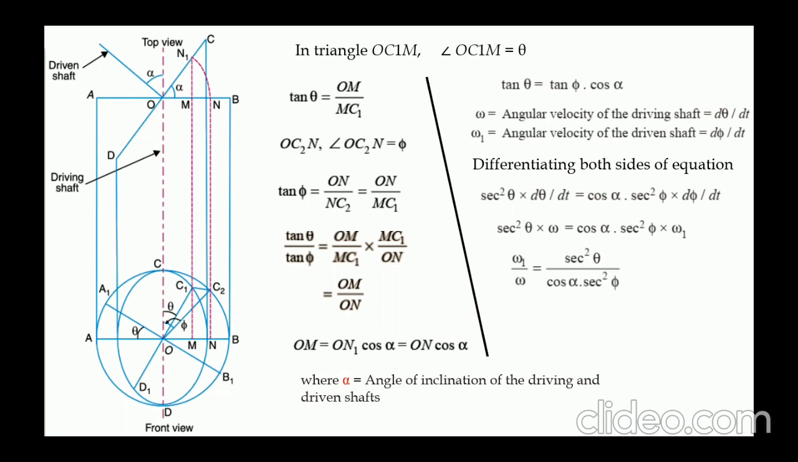So if we take a ratio of angular velocity of driven shaft to angular velocity of driving shaft, we'll get sec square theta divided by cos alpha into sec square phi. So sec square theta can be written as 1 upon cos square theta. So this equation of ratio of angular velocities of driven shaft to driving shaft can be written as 1 upon cos square theta into cos alpha into sec square phi. Now we know that sec square phi is equal to 1 plus tan square phi. This is the mathematical equation.